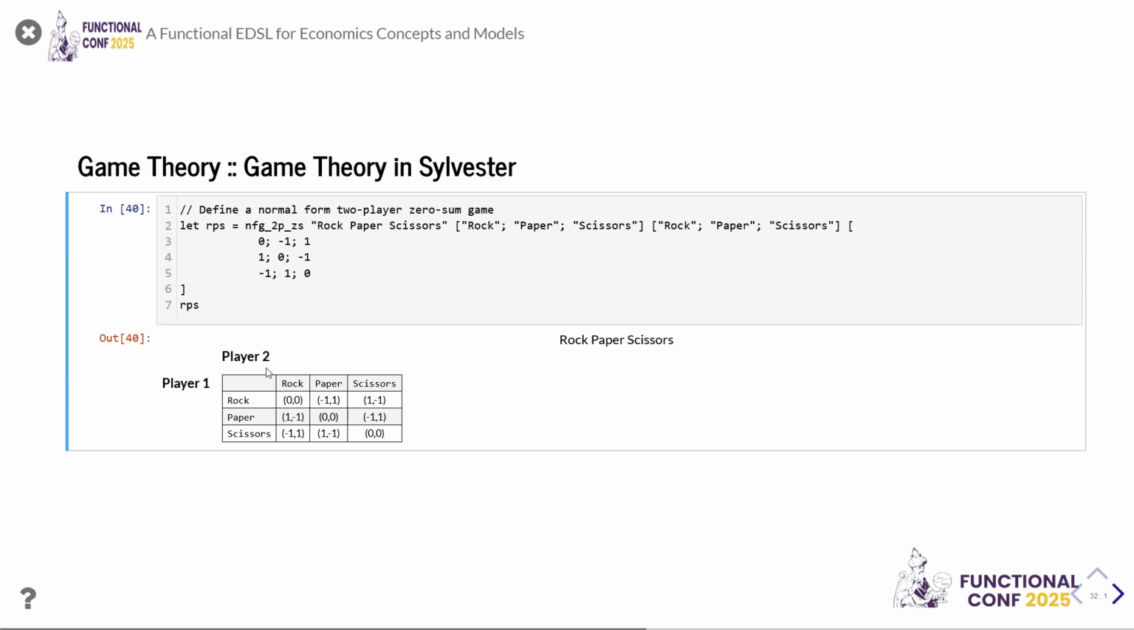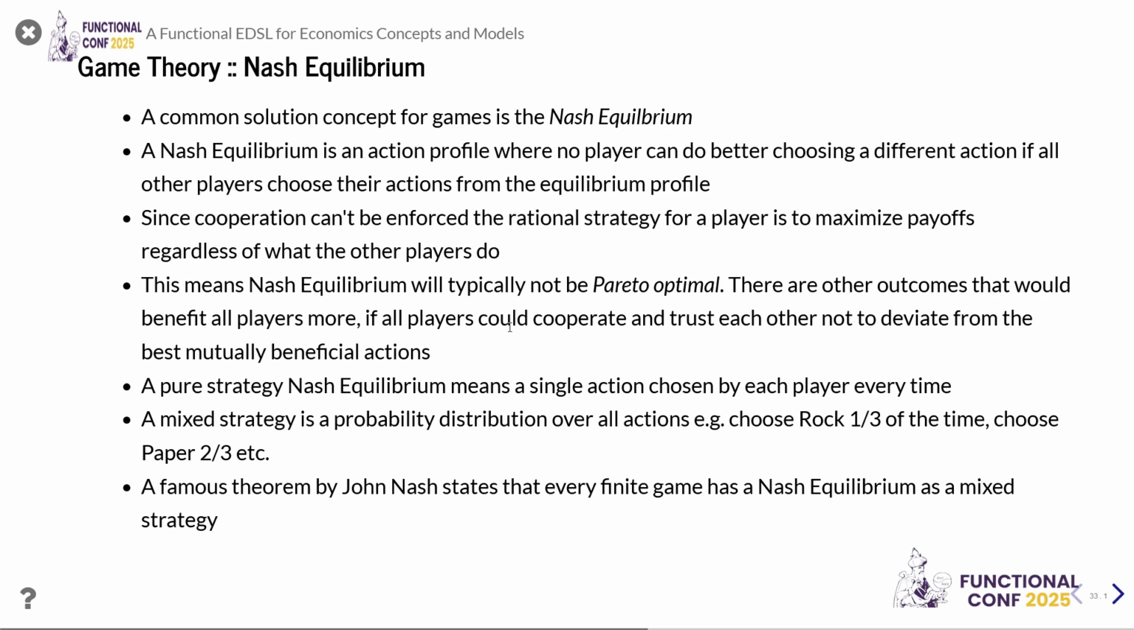So in this zero-sum game, we can see for any particular profile, once one player gets a value, the other player gets the negative value. So it all adds up, it all sums to zero. This is a type of zero-sum game.